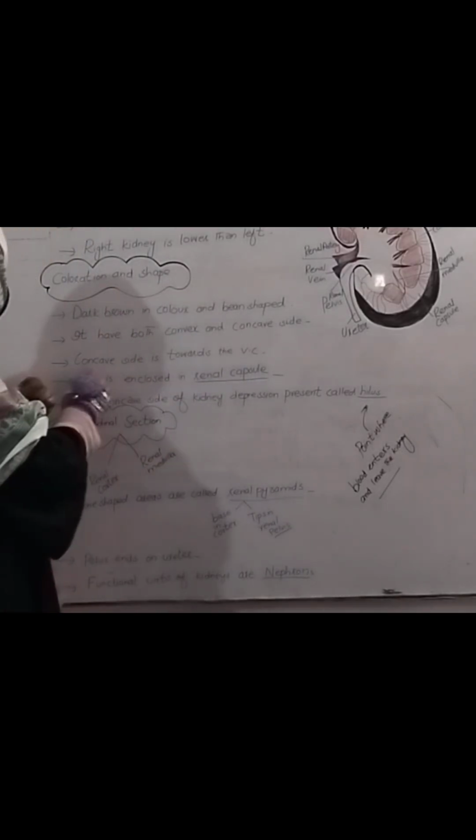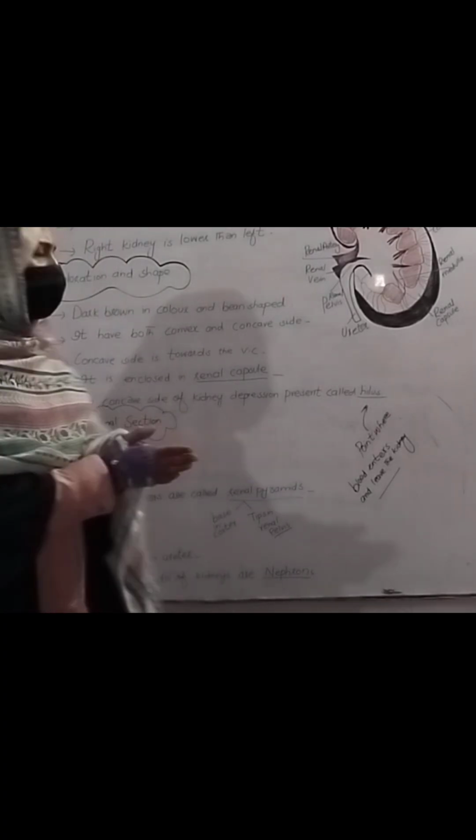This is your ventral portion, this is your dorsal portion, okay? It is attached to the dorsal body wall. The right kidney is lower than the left. Why lower? Because on the right side the liver is present. Now coloration and shape: it is dark brown in color and bean shaped. The kidney has both concave and convex sides. The concave side is towards the vertebral column.